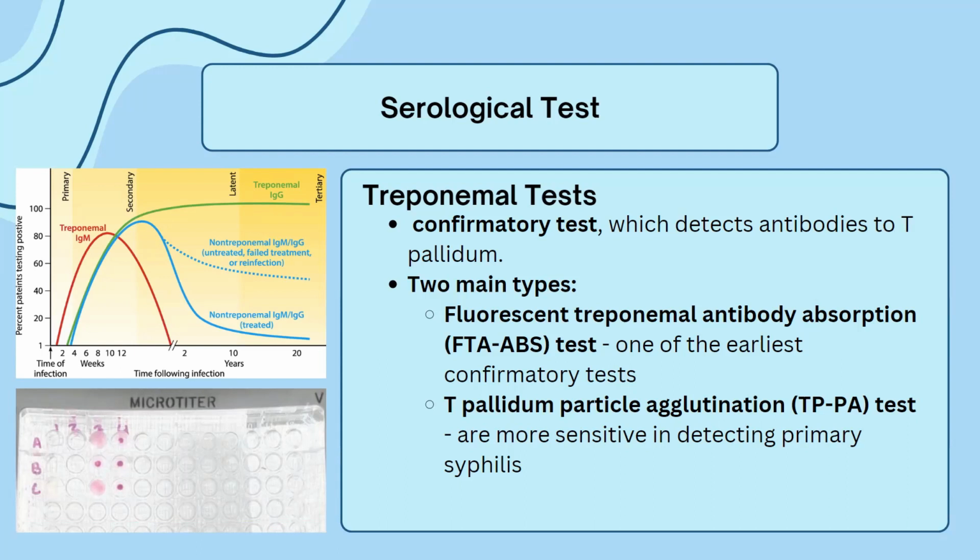Slides are re-incubated as before and washed to remove excess conjugate. Mounting medium is applied and cover slips are placed on the slides. They are then examined under a fluorescence microscope.